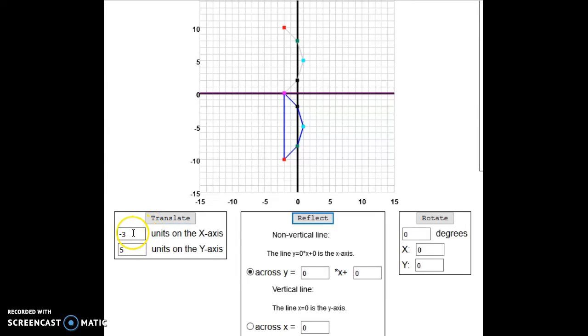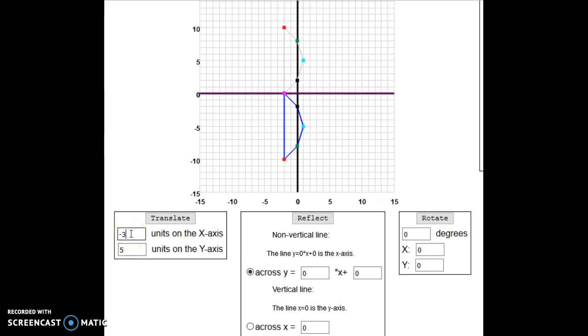All right, so we're going to talk about a few transformations, and we're going to use this super awesome interactive tool online, and I'll post a link for this tool with the video, but it's from shodor.org, so it's really cool.